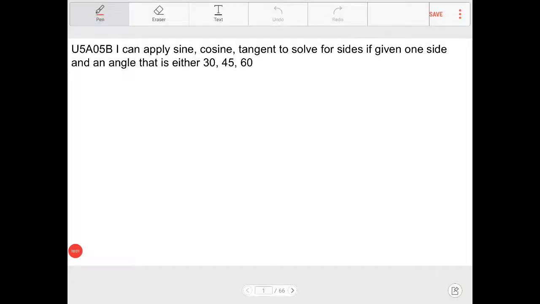Students, this is lesson U5A05b. By the end of the lesson, you should be able to say, I can apply sine, cosine, tangent to solve for sides of a given triangle.